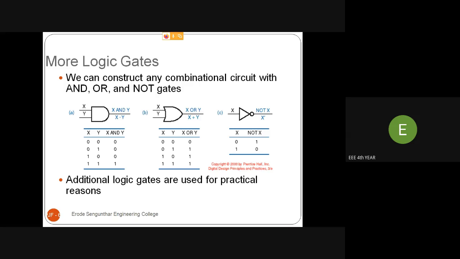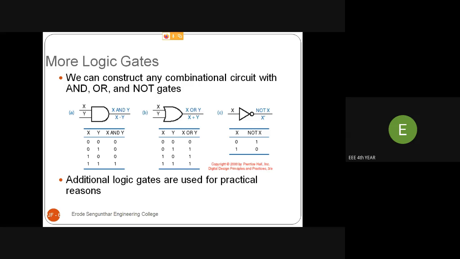Okay, so more logic gates. In AND gate, first you see the symbol. Okay, AND gate symbol looks like a big D. X is one input and Y is second input. X and Y. So X into Y. Okay. If X and Y both values are 0, the output is 0. If any one of the inputs is low, the output is also low. This is the AND gate operation.